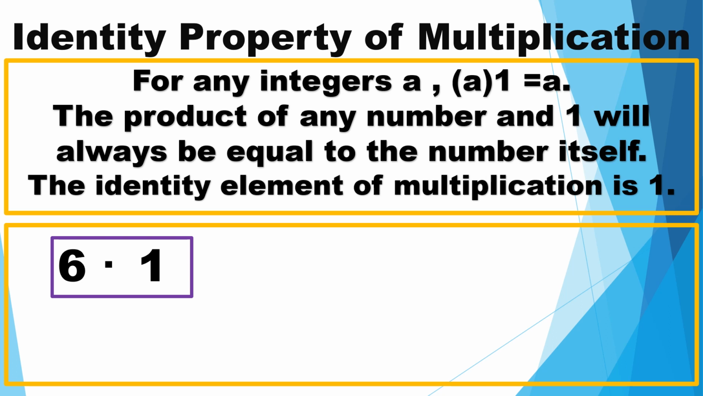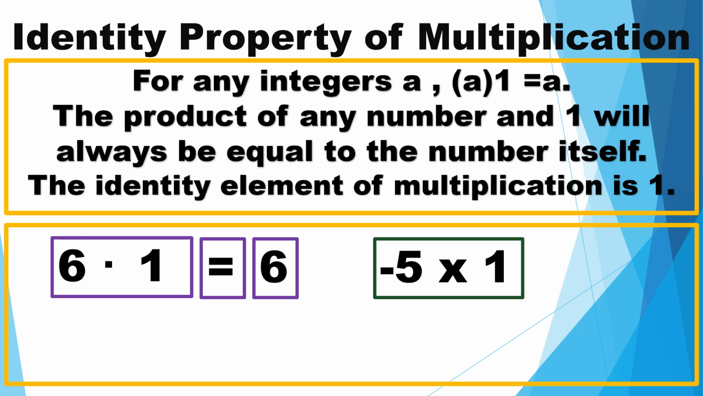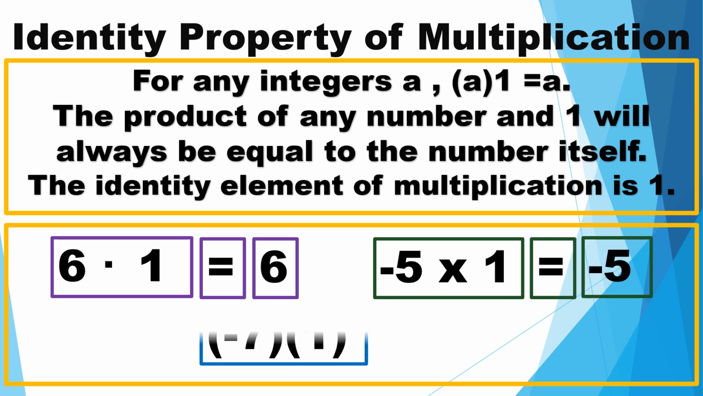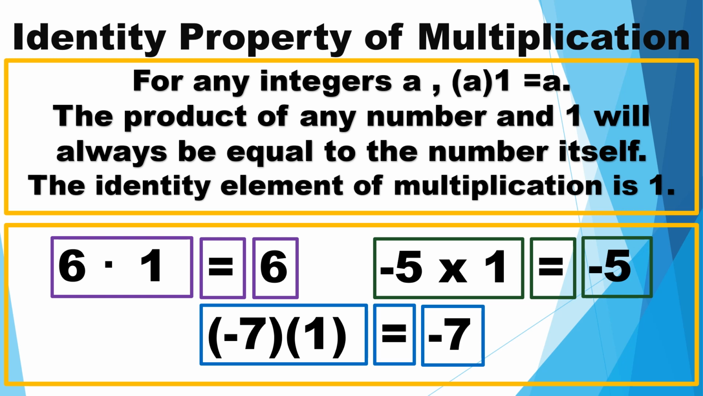6 times 1 is equal to 6. Negative 5 times 1 is equal to negative 5. Negative 7 times 1 is equal to negative 7. So that is identity property of multiplication. The product of any number and 1 will always be equal to the number itself. The identity element of multiplication is 1.